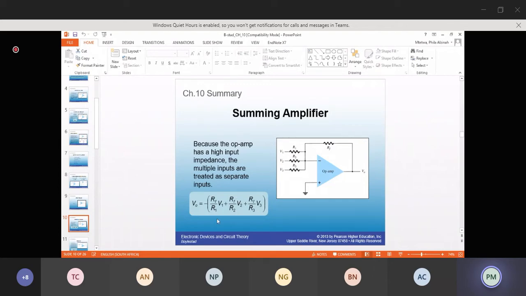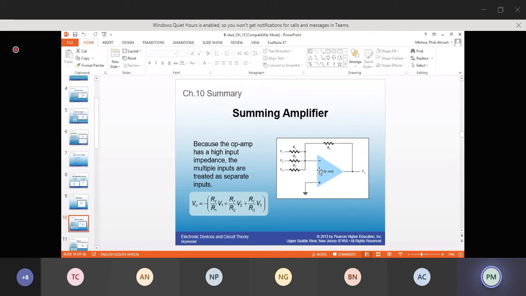Minus RF over R1 times V1 plus RF over R2 times V2 plus RF over R3 times V3, depending on the number of inputs. If you had 4, there would be another one here, plus RF over R4 times V4, and that will give you a single output, out, which is 180 degrees out of phase with your input because it's all connected to the inverting input.